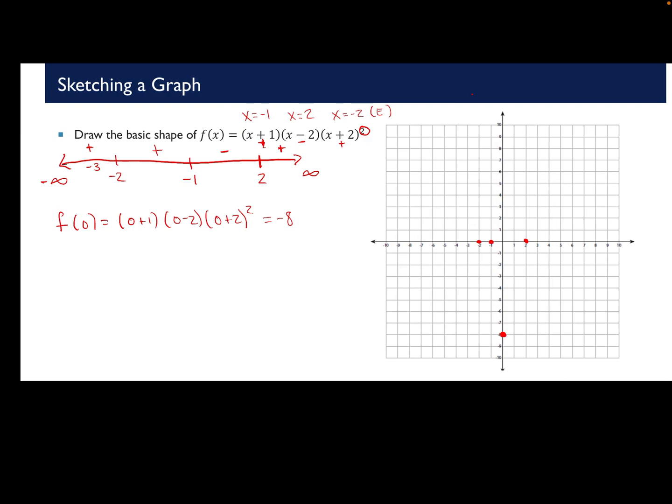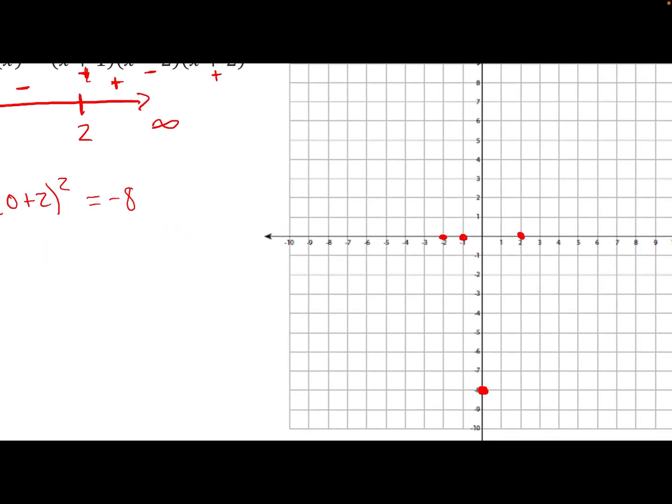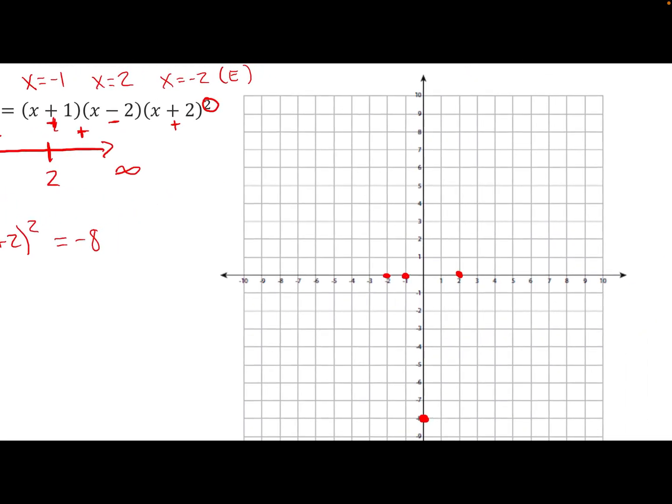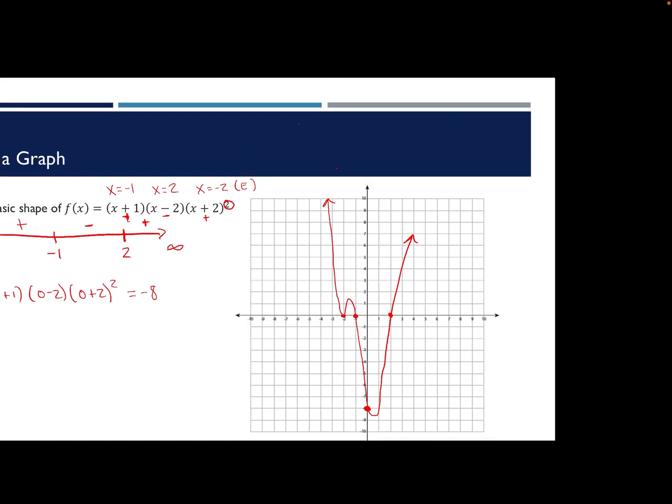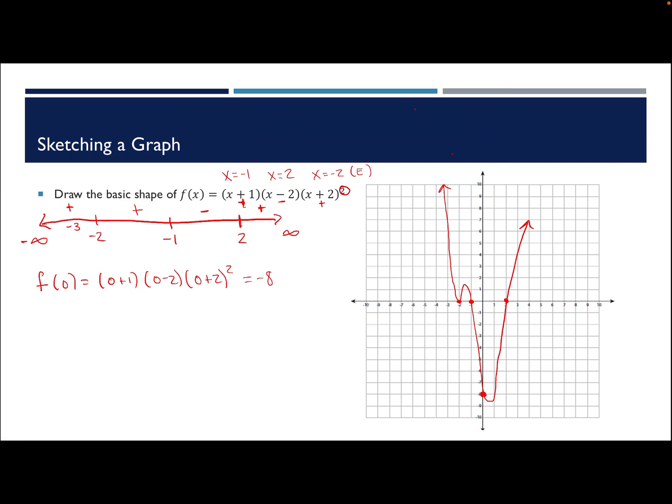So from -infinity to -2, the graph is positive, but we're going to bounce off the x-axis at -2. Then we're going to have to turn back around to go through -1, go through the y-intercept, and turn back around to go through 2. And it looks something like that. Now we'll see how we did. I'm not an artist by any stretch.